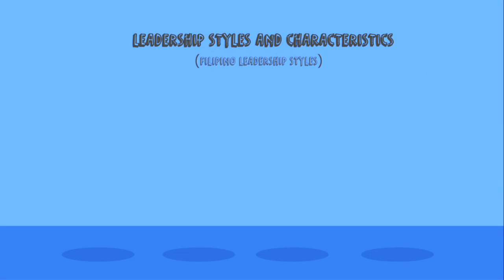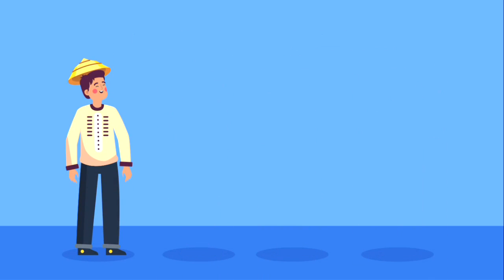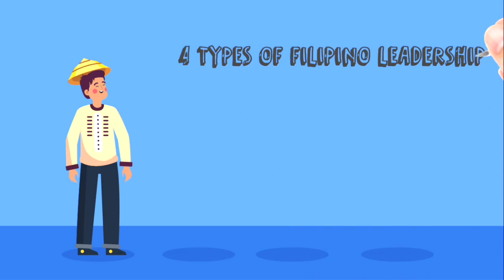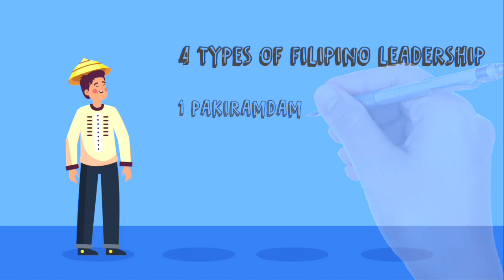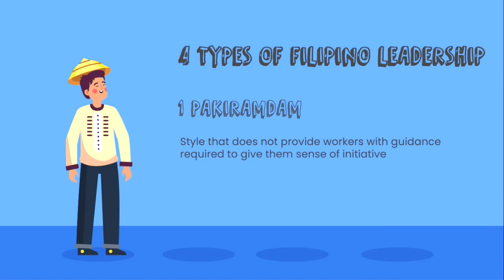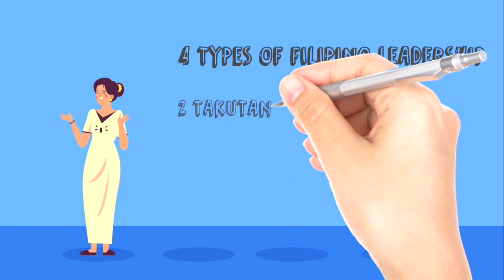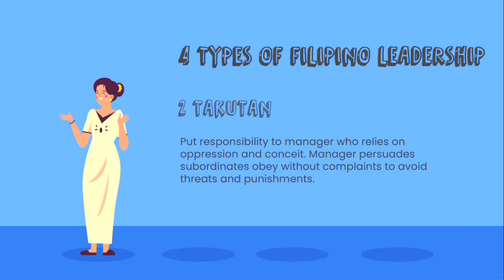Four types of Filipino leadership. Number 1 is pakiramdam, a style that does not provide workers with the guidance required to give them a sense of initiative. Number 2, takutan, puts responsibility on a manager who relies on oppression and conceit. The manager persuades subordinates to obey without complaints to avoid threats and punishment.